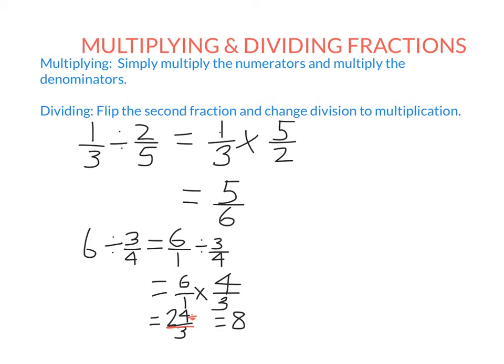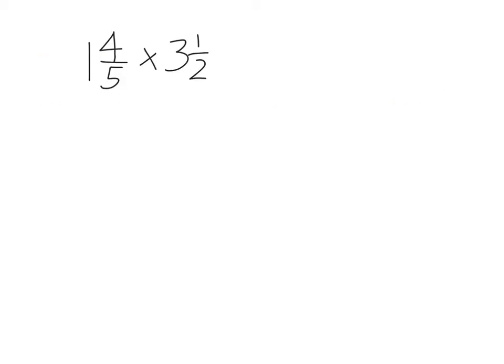Okay, now we're going to look at a few examples involving mixed numbers. Please pause and copy down if you need. So let's try 1 4/5 times 3 1/2. So both of these are mixed numbers because they have a whole number part and a fraction part. So in order to do this, we must first change each of these mixed numbers into an improper fraction.